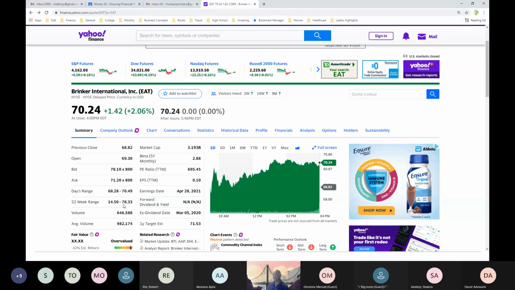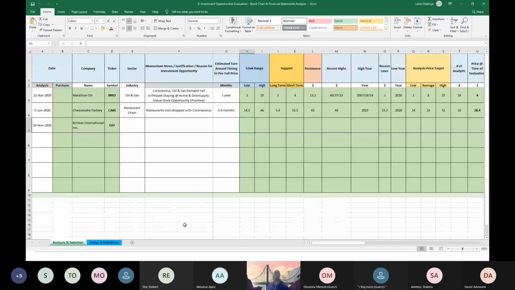Imagine if you or myself had invested at $14.50 and you bought 1,000 shares for $14,500. In that period, it would currently be worth $70,000. But the range of the price in that period was between 14.5 and 78.3. And that's what that spreadsheet is asking you for here. What's been the range, the low and the high?